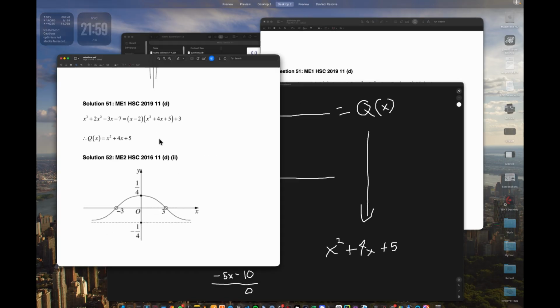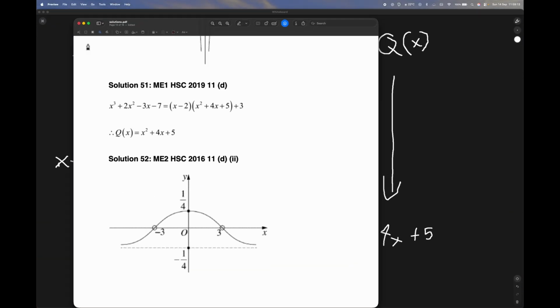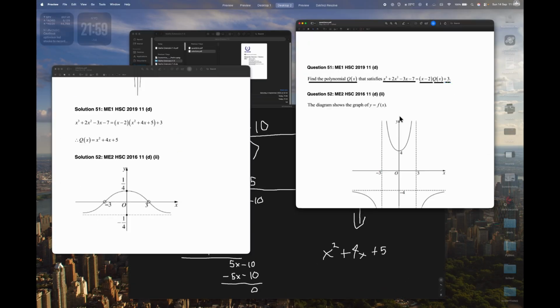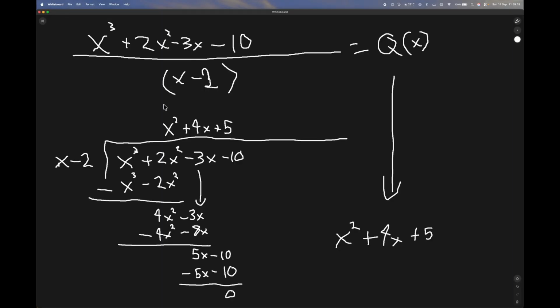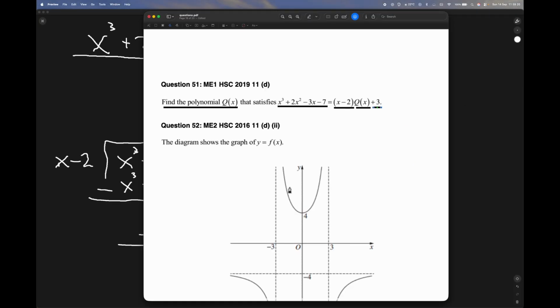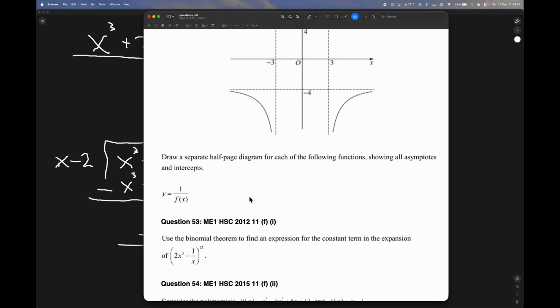X squared plus 4x plus 5. There we go. Feeling good. I'll just make it so we can't see those solutions. These are the questions.